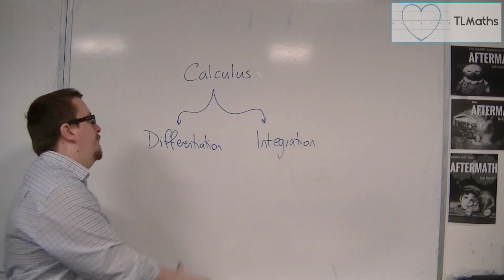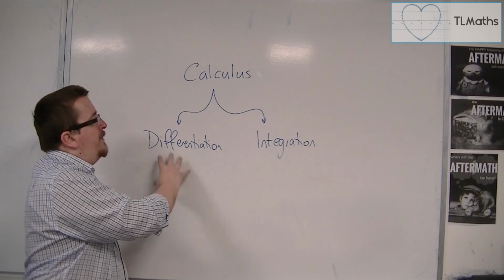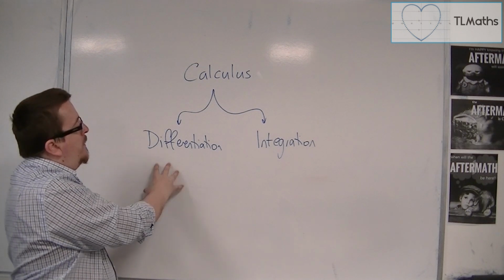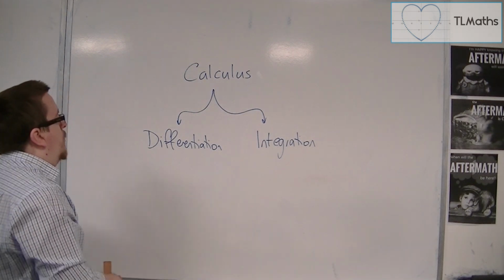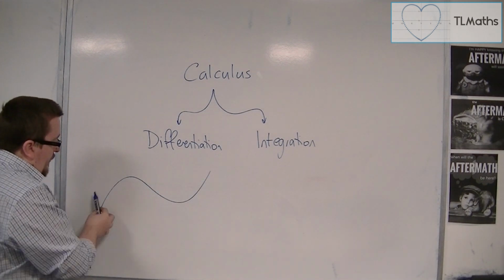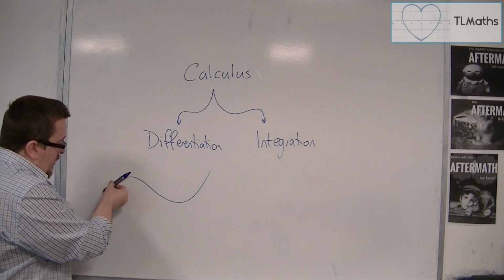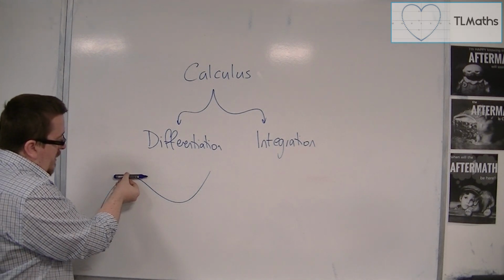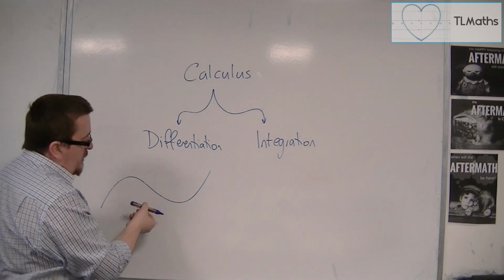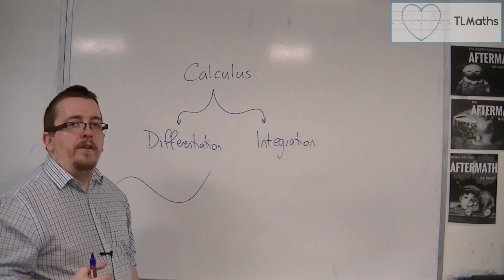For differentiation, what we're going to be looking at is the gradient of curves. Okay, so we're going to be looking at how curves change in their gradient. You can see that the gradient of the curve is steeper there, then it gets shallower, then the gradient becomes 0, and then it becomes negative, and it's steeper, and as you can see, it changes as you go around the curve.